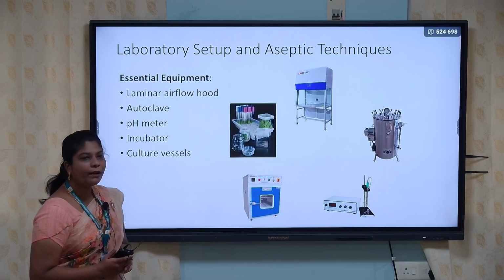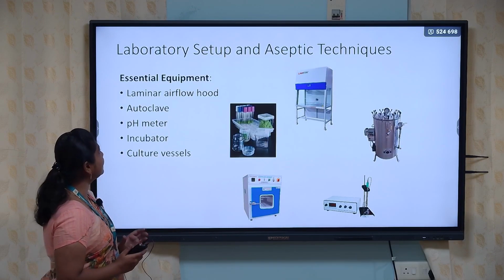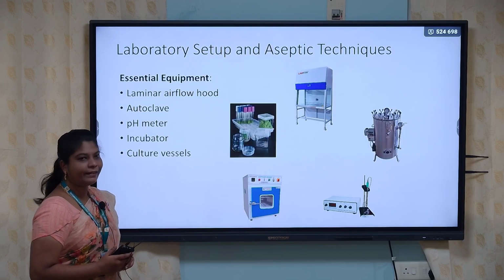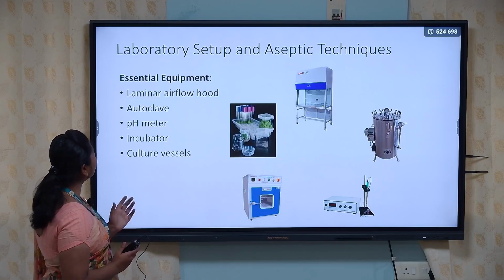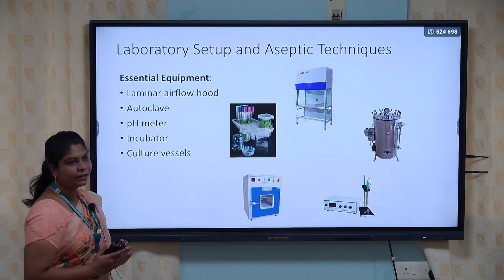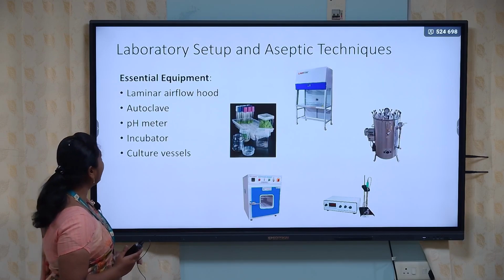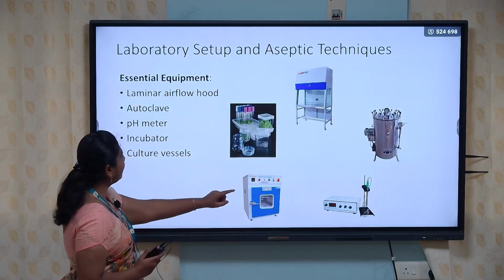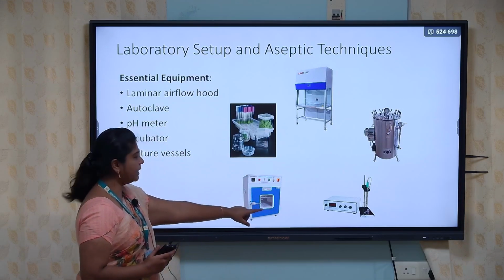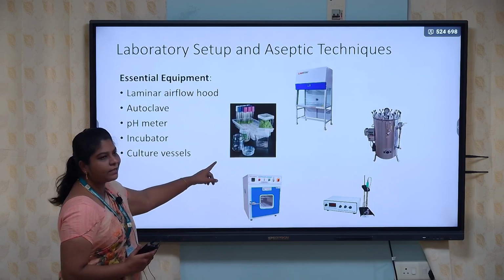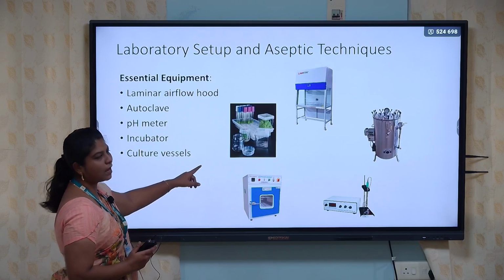And the laboratory setup and aseptic techniques. So what are the essential equipments needed in the laboratory? One is laminar airflow chamber, autoclave, pH meter, incubator and some culture vessels are required.